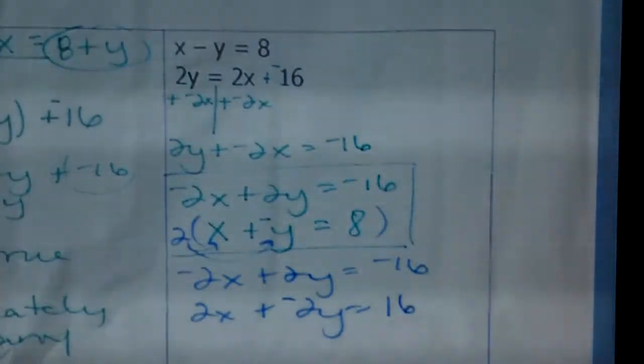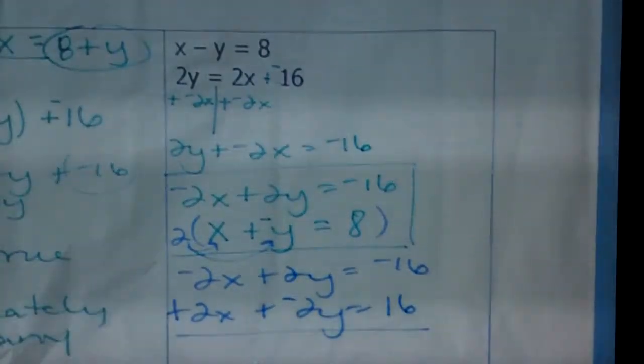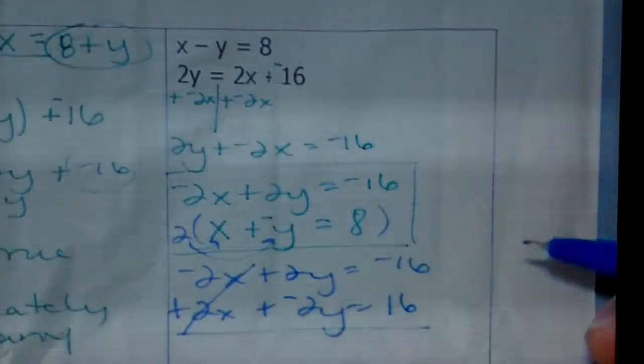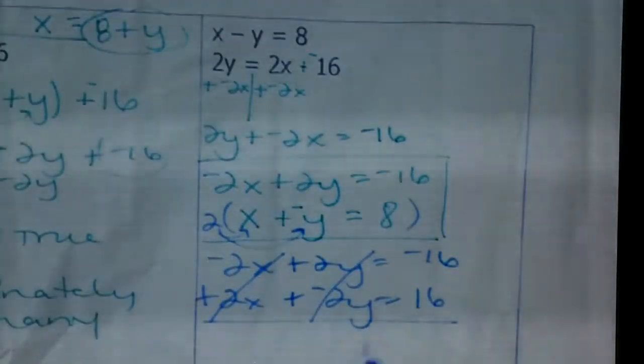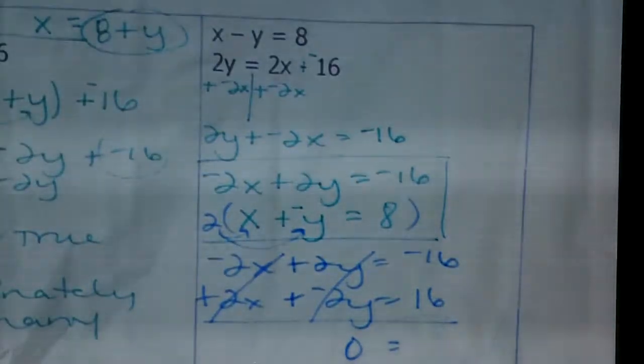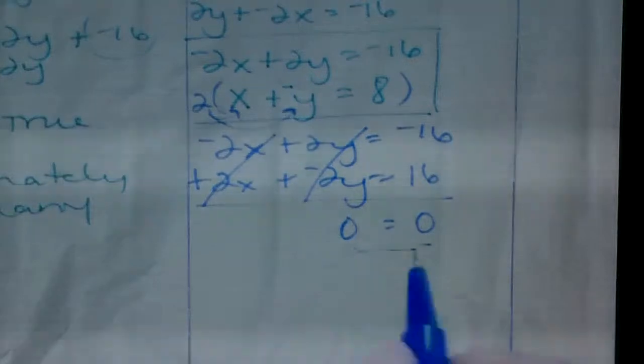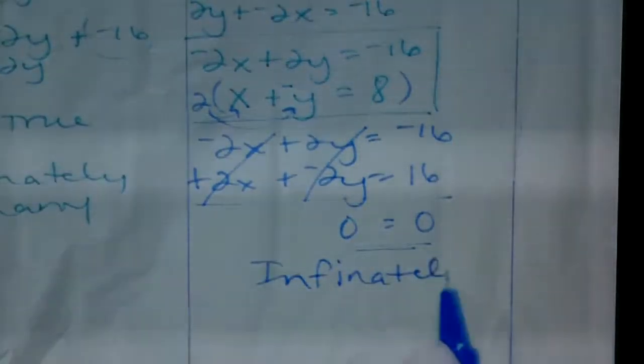times 8 is 16. When you go to add these together, negative 2x, positive 2x, gone. 2y, negative 2y, gone. You're left with 0. Negative 16 plus 16, yep, that's 0. So because this statement is true, that means infinitely many.